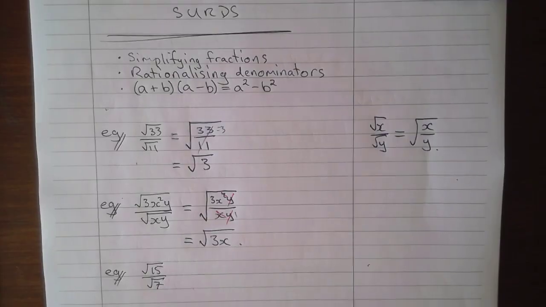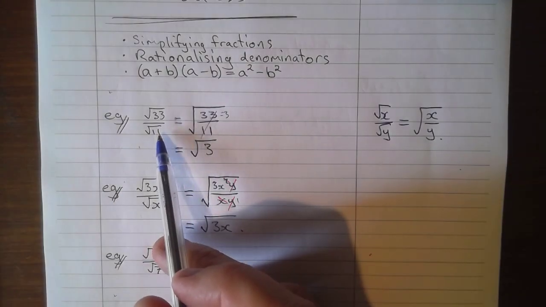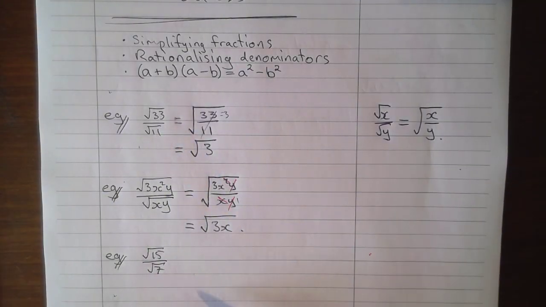Okay, so the next one along. Again, dividing two surds, the square root of 15 and the square root of 7. At first glance, it looks like you'd probably do it the same way as this one. But I can see already that even if I put it as the square root of 15 over 7, I can't really cancel anything out in there. So it hasn't really made it any simpler.